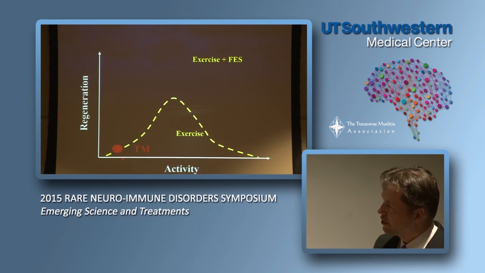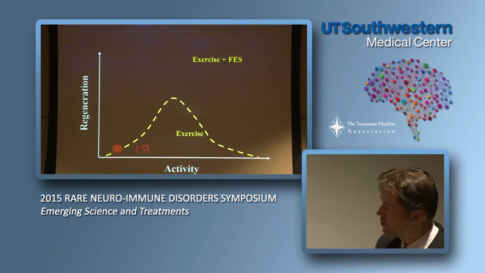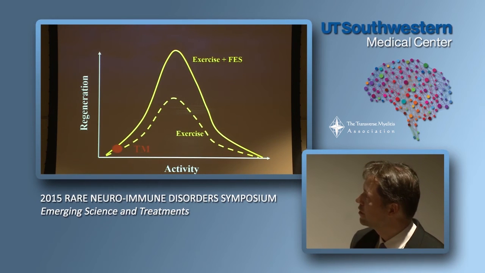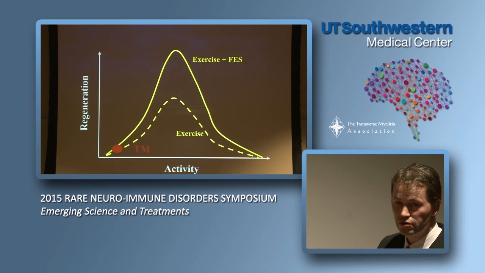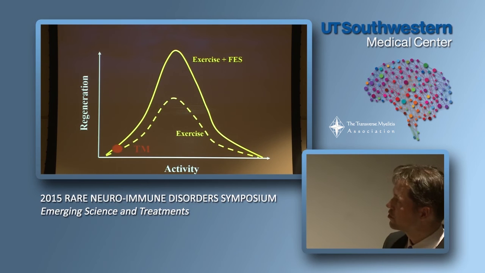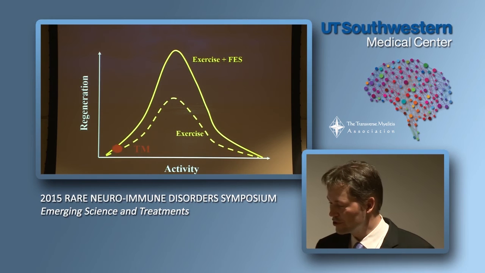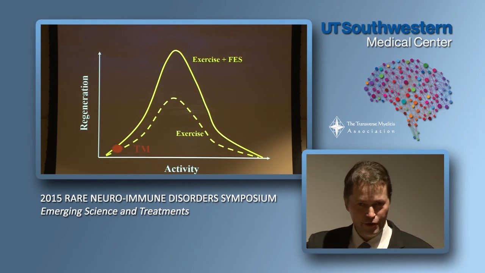If you look at the graph itself, you see that after an episode of TM, you're down here at this level. What you're trying to do is push yourself up that curve, because you want as much repair as possible. But if you combine exercise with FES, with electrical stimulation, you're going to get a curve just like that. So you potentiate your rehabilitation potential. And then the common question I get on this graph is, you show me that the more activity I do, the better I'm going to be, but at some point, it's too much.